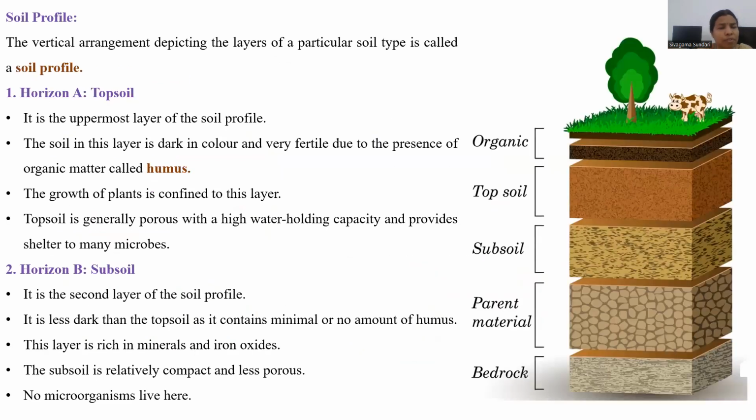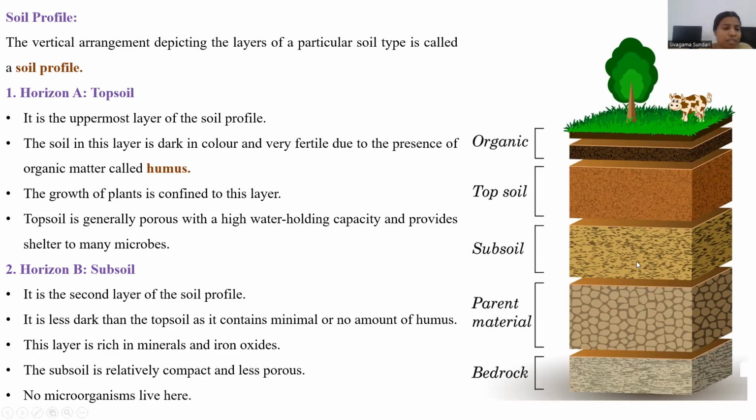Then moving on to the soil profile. Soil profile is nothing but the vertical depiction of the layers of a particular soil type. We call it a soil profile. Each soil profile you can divide into many horizons. Horizon A is nothing but the topsoil. This topsoil layer is dark in color and very fertile due to the presence of organic matter. Because of the vegetation, irrigation, and addition of fertilizers, the topsoil in horizon A will be rich in humus, dark in color, very fertile. Growth of the plants, that is the roots of the plant and the vegetation, is confined to only this layer. This layer has high water holding capacity and provides shelter to many microbes.